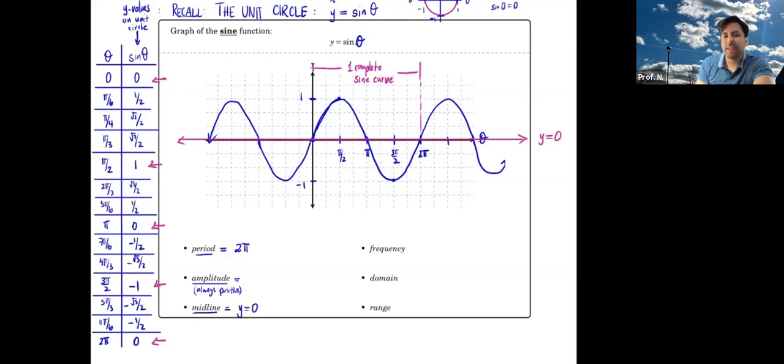Now the amplitude is the distance between the midline and the highest point on the curve, or the distance between the midline and the lowest point on the curve. So what do I mean by that? If you draw this out here, right? This distance here, that's called the amplitude. This is my amp. That's how high or low my wave gets. So the amplitude is 1, and the same thing happens here, right? This is my amplitude as well. This distance here is also the amplitude, and my amplitude is 1.